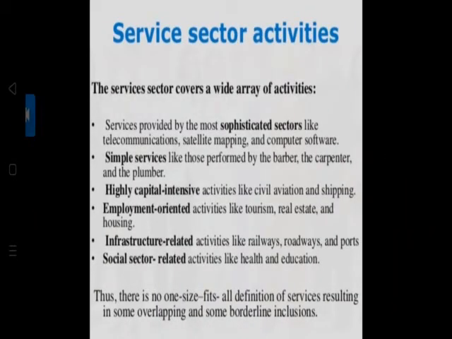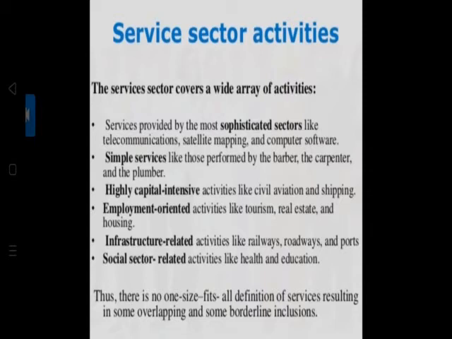Now, service sector activities cover a wide array of activities. What are these? Services provided by the most sophisticated sectors, like telecommunications, satellite mapping, and computer software. What are the different kinds? Simple services, like those performed by the barber, the carpenter, and the plumber. In exchange, you are giving some money for the services provided. The barber cuts your hair, so he's providing a service, and in exchange you give him money. Same for the carpenter and the plumber.